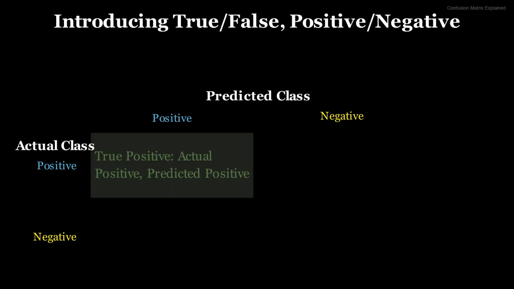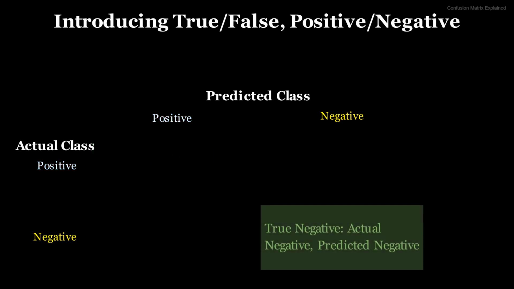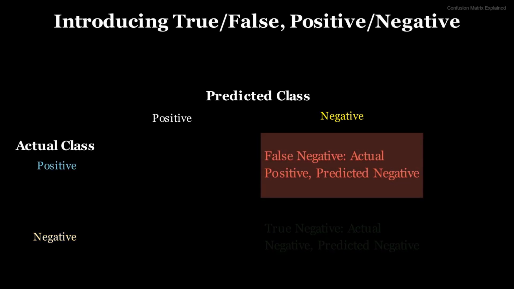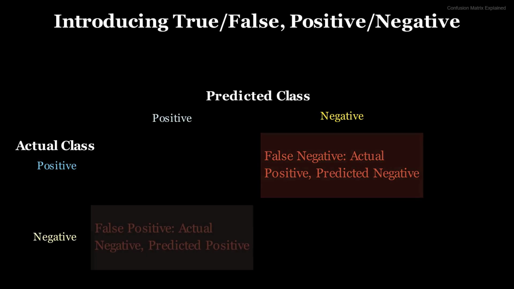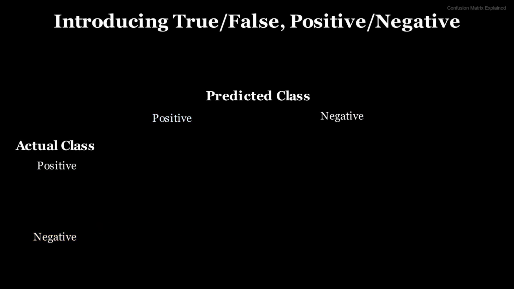If the actual class was positive, and the model correctly predicted positive, that's a true positive. If the actual class was negative, and the model correctly predicted negative, that's a true negative. But what about errors? If the actual was positive, but the model predicted negative, it's a false negative. And if the actual was negative, but the model predicted positive, that's a false positive.